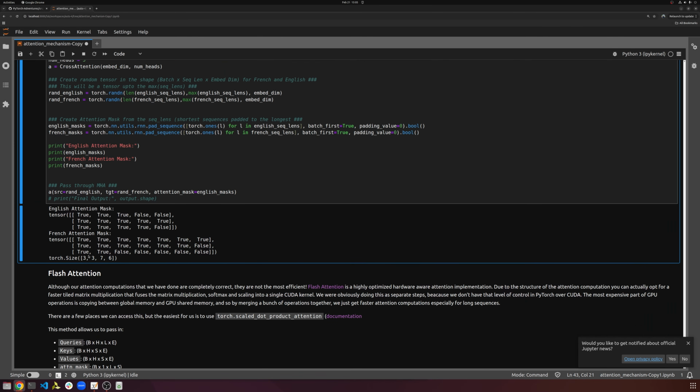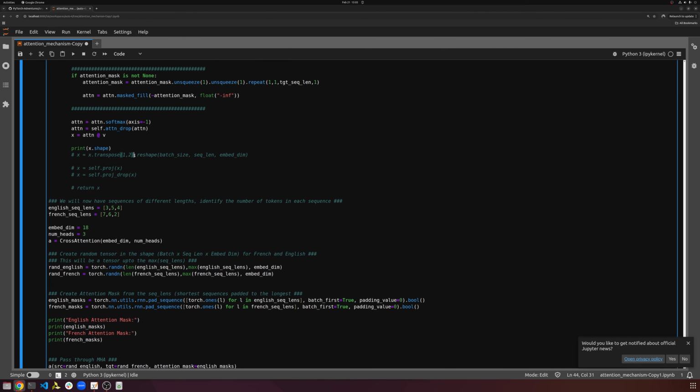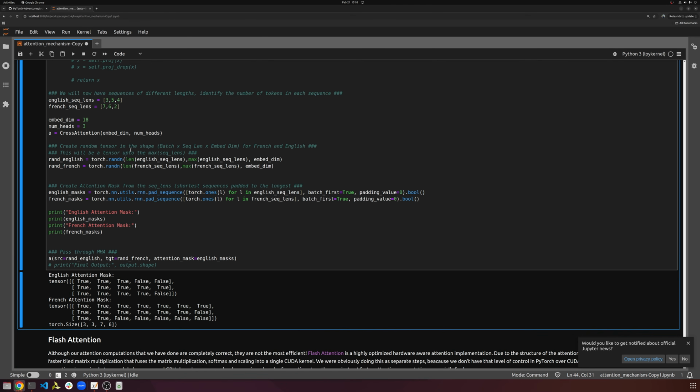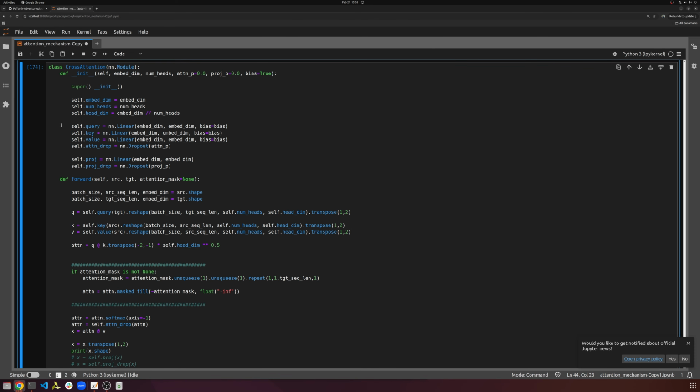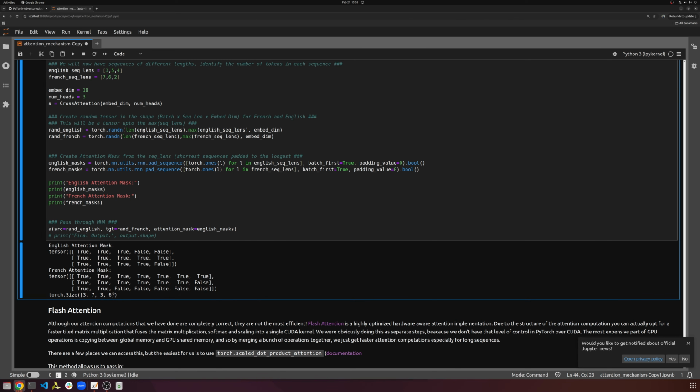So yes, this should be a print x.shape is 3 by 3 by 7 by 6. And now just like before, we're going to permute, right? So we're going to flip the 7 and 3, so it becomes 3 by 7 by 3 by 6. So that's going to be x.transpose. Comment, get rid of that for now. And we can print x.shape.